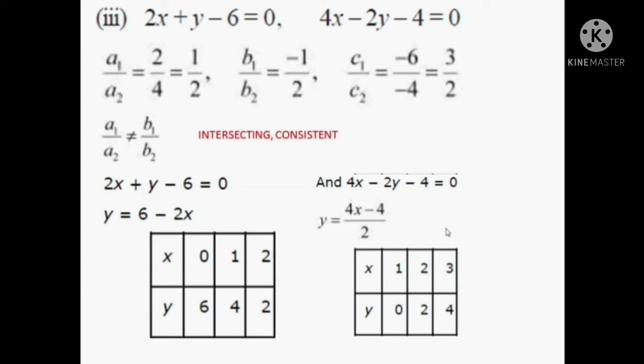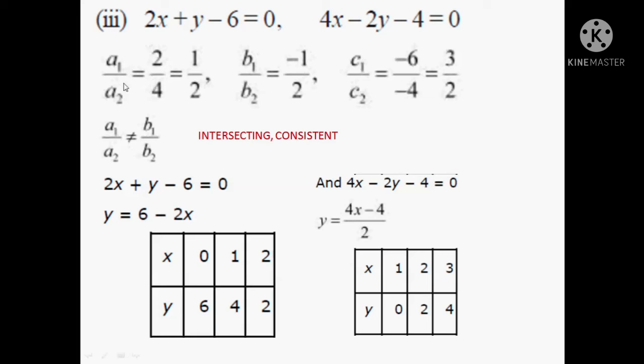Let us do question number 3. 2x plus y minus 6 is 0 and 4x minus 2y minus 4 is 0. Let us do the ratios of coefficients. A1 by A2 is 1 by 2, B1 by B2 is minus 1 by 2 and C1 by C2 is 3 by 2. Now, from here we can make out that A1 by A2 is not equal to B1 by B2. They are intersecting lines, therefore they are consistent. If they are consistent, we can find out the values of x and y graphically.